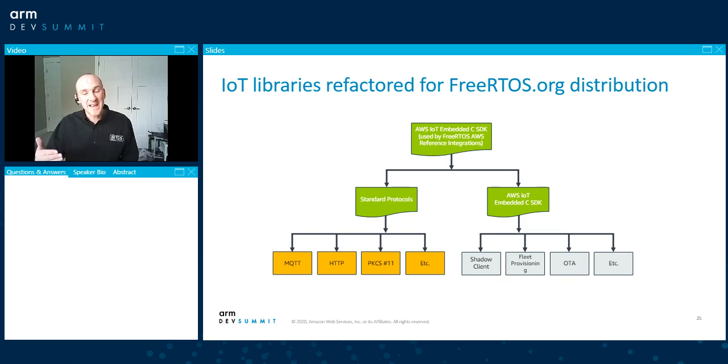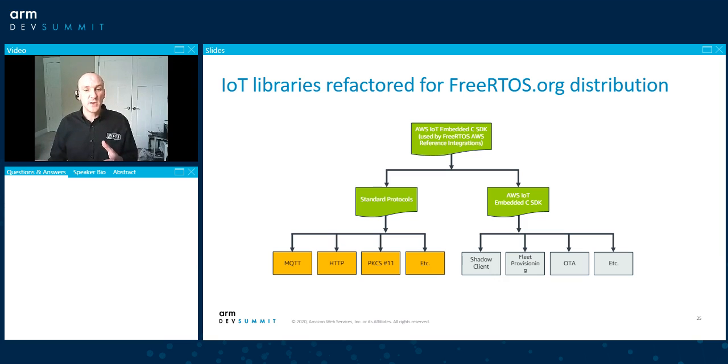But when you actually connect to Amazon, all those protocols are completely standard. So I've separated on the screen the standard protocols and the Amazon specific. So the standard ones, you can see things like PKCS 11, HTTP, MQTT. So what we've done and continue to do is separate out those protocols and refactor them to make sure that we can use them in a very wide set of applications, a very wide set of usage scenarios.